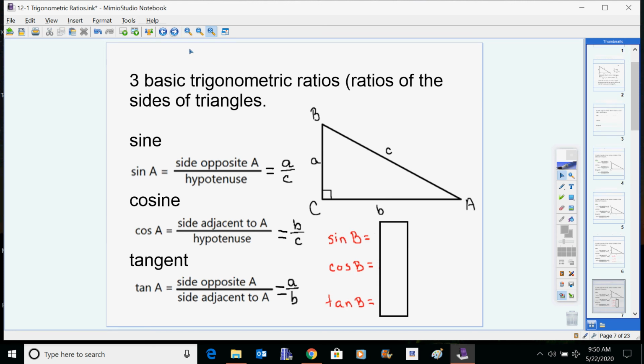So it matters very much whether you're taking the sine of A or the sine of B, okay? Because it's always opposite over hypotenuse. Cosine is always adjacent over hypotenuse. And tangent is always opposite over adjacent.